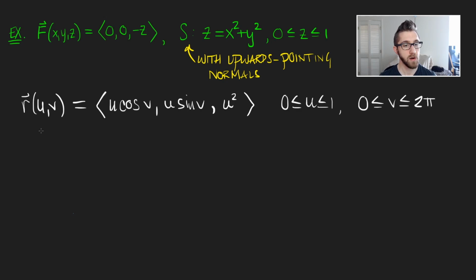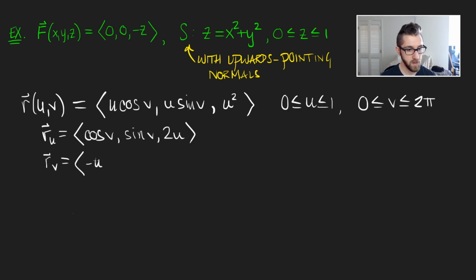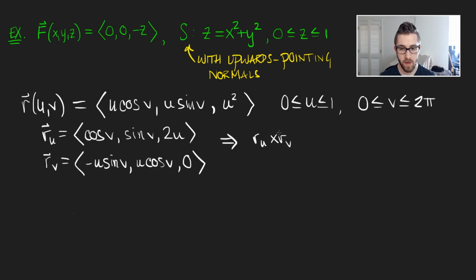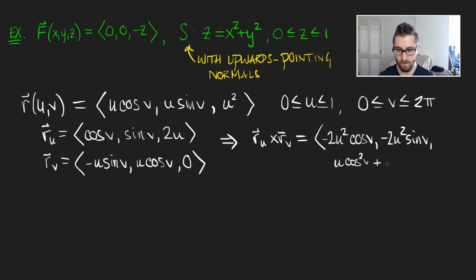Next, I need to compute ru and rv, the partial derivatives. And then I'm going to compute ru cross rv. And now remember, this is going to be our normal direction. We have to make sure that it points in the direction of the orientation of the surface.